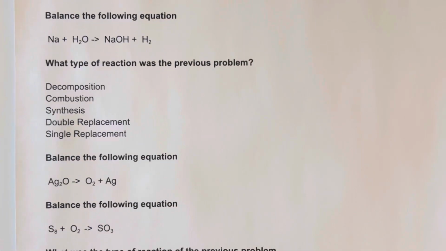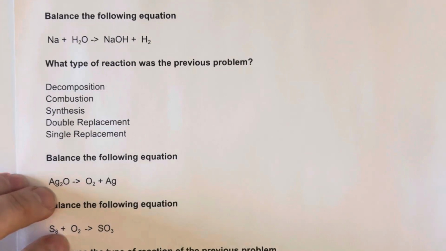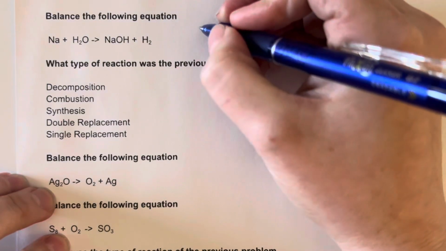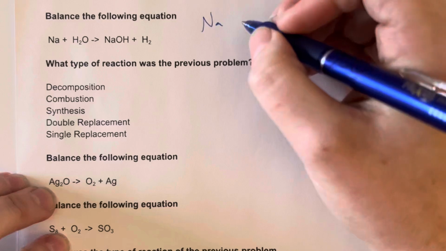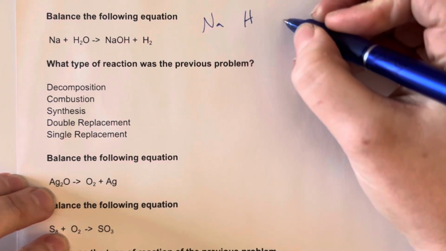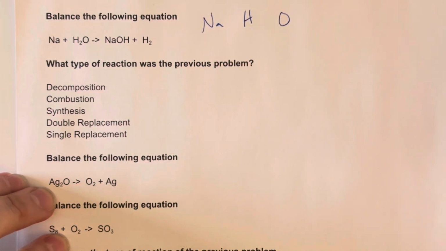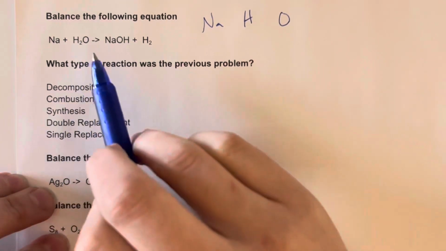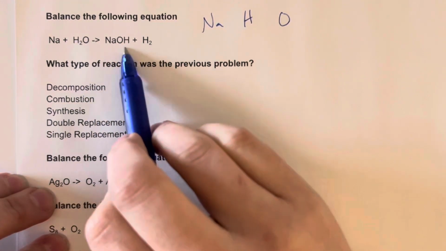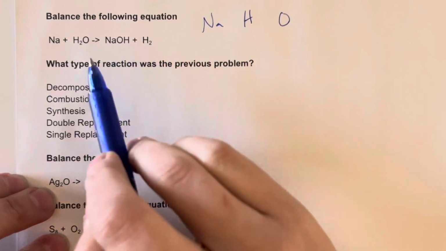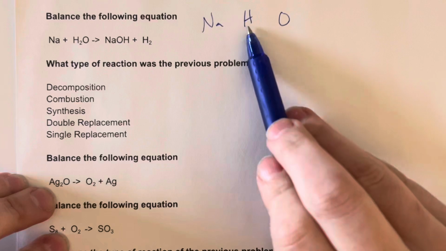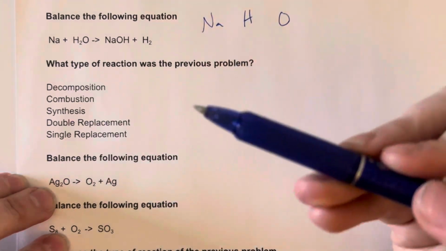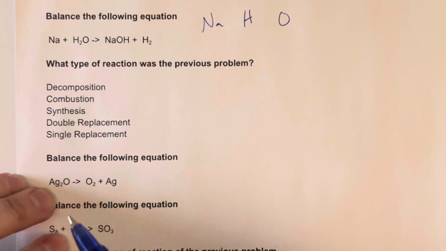Balance the following equation. Sodium plus water goes to sodium hydroxide and hydrogen. First thing I'm going to do is go ahead and identify all of the elements that are present. I have sodium, I have hydrogen, and I have oxygen. I do see a polyatomic here of hydroxide. However, it's not super evident here, so I'm going to go ahead and leave the elements as separate rather than counting the hydroxide as a single thing.